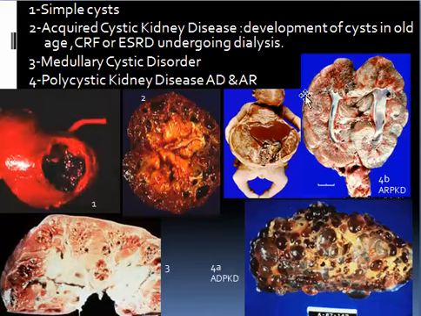What are these? Number one is the simple cyst of the kidney. Number two is the hemorrhagic acquired cystic kidney disease, which is due to development of cysts in old age, chronic renal failure, or end-stage renal disease undergoing dialysis, which can produce such an appearance. Here is a baby with medullary cystic disorder, and this is the adult type of polycystic kidney disease. Adult polycystic kidney disease.